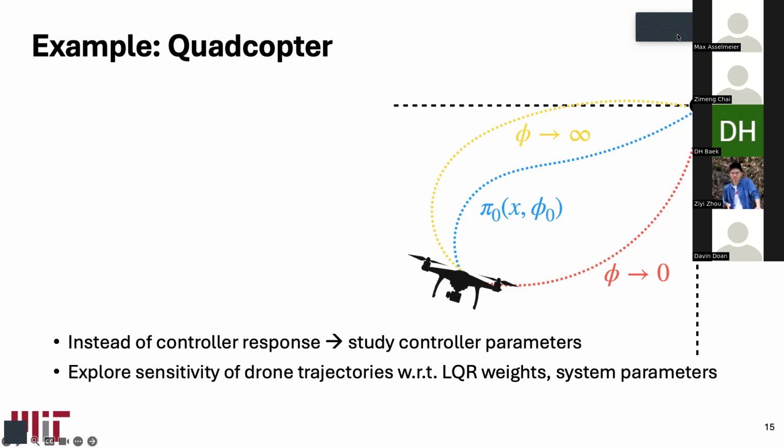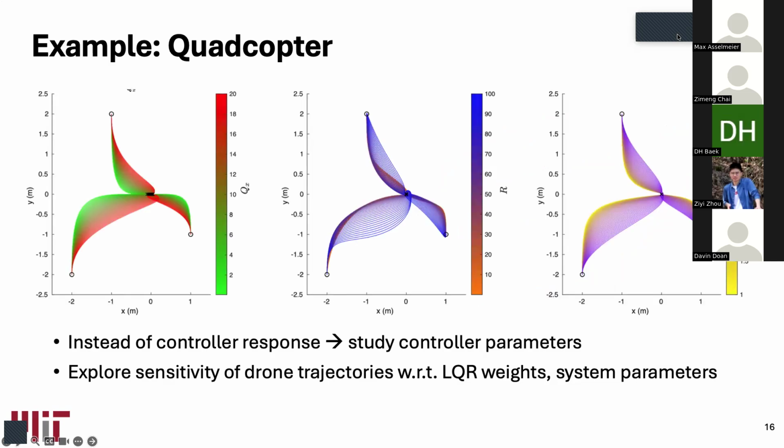So in this case, let's look at two things, the LQR weights and the system parameter, in this case, the mass of the quadcopter. I'm going to initialize the quadcopter from various positions in XY location. I have an LQR controller that brings it, but I'm going to instead vary the weights of that system. And what does our trajectory look like? And here's what they look like.